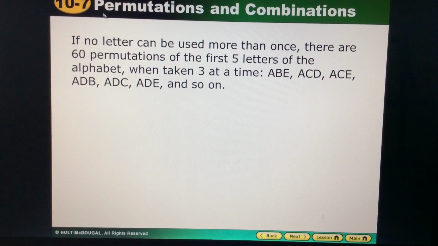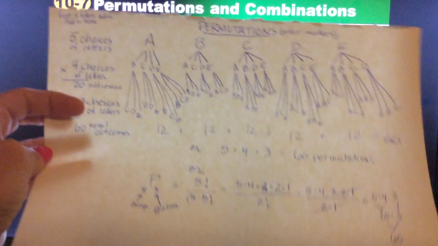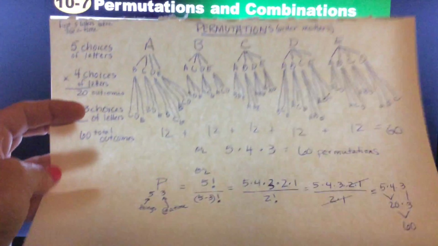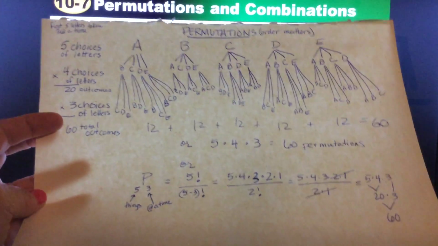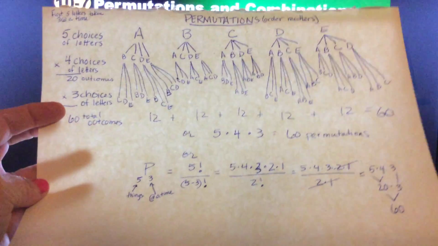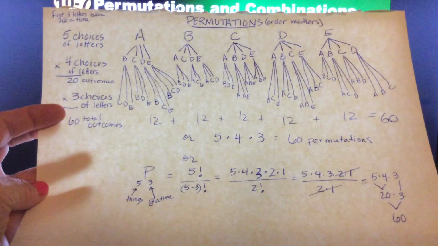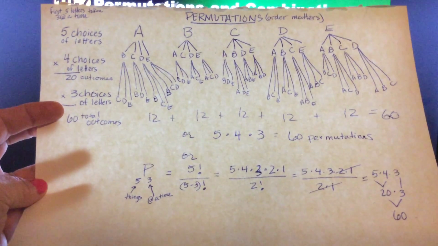All right, so if that's the case, then if no letter can be used more than once, there are 60 permutations for the first 5 letters of the alphabet when taken 3 at a time. So it says A, B, E, it gives you all these, and it says, and so on. Here is what the tree diagram of that would look like. So if you're going to take 5 letters 3 at a time, the first 5 letters could be A, B, C, D, E, and order matters.